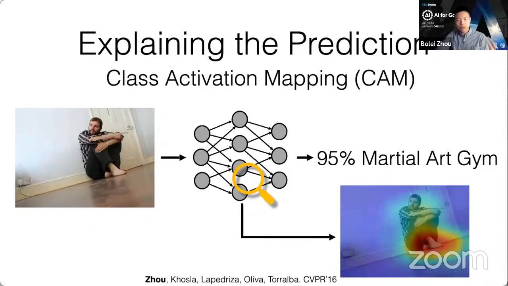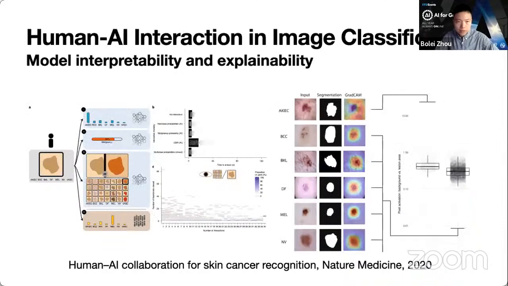This kind of interpretation has been widely developed since those very first few works. CAM was developed more than 6 years ago. Afterwards, there has been a lot of work on model interpretability and explainability. The general idea is to build human-understandable predictions, and generate heat maps or explanations for the decision. Here is a Nature Medicine work from Google, where they build this kind of interpretation to enable human-AI collaboration for skin cancer recognition.